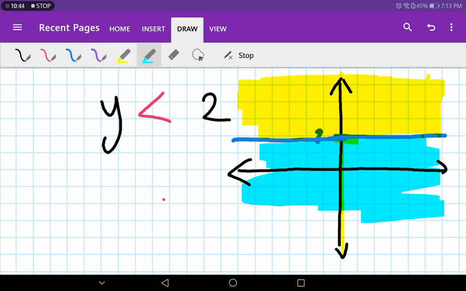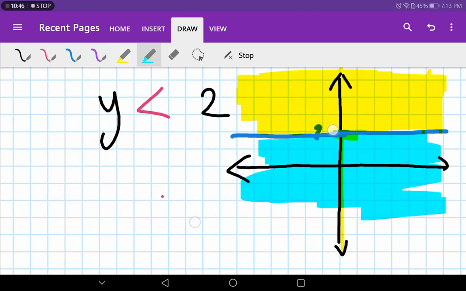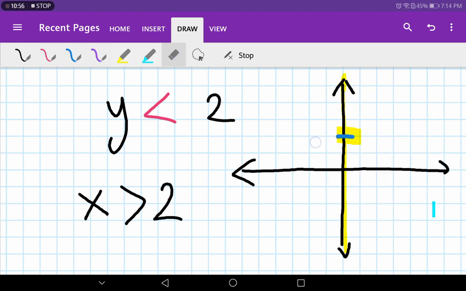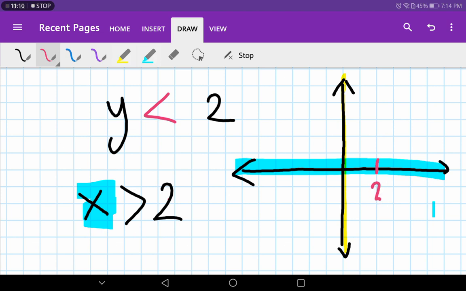Now, if I have x greater than 2, I will erase everything here, here, and here. So that means I have to move here, because it is x. And it is 2. Where is the 2? Bravo, Yazan, it is here. And how do we draw the line? A vertical line. Yes.